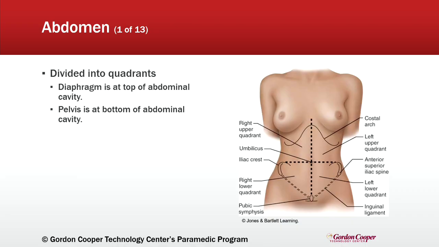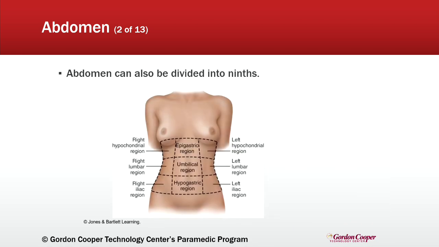The diaphragm is at the top, and the pelvis represents the bottom area of that. The reason why we divide that into different quadrants is so that when we're explaining where a particular thing is, or a particular injury, pain, or something like that, we have a place that we can document where it's from.